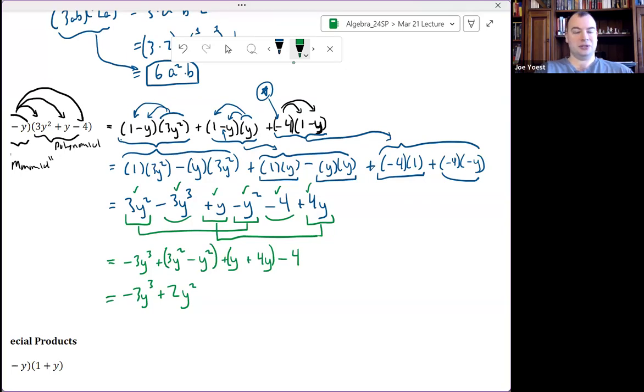y plus 4y, also like terms. Same variable y to the same power, the first power. I add the coefficients. 1 plus 4 is 5. And then minus 4. And at this point, I have no more like terms. I do have the same variable everywhere I see a variable, but the powers are different between all of the terms.